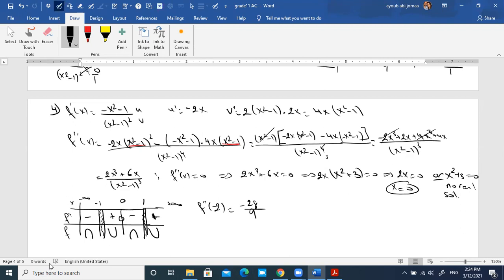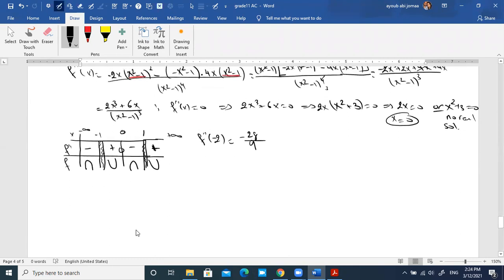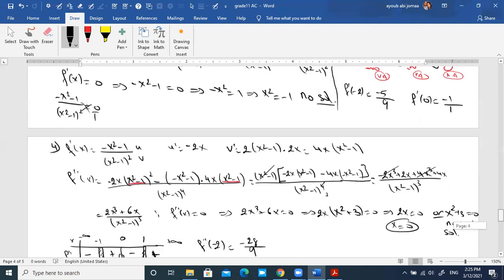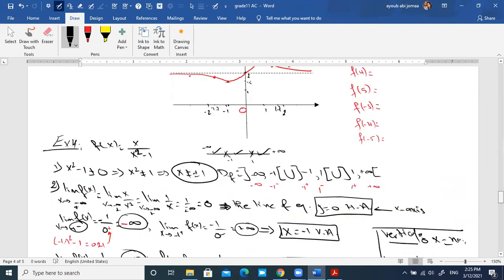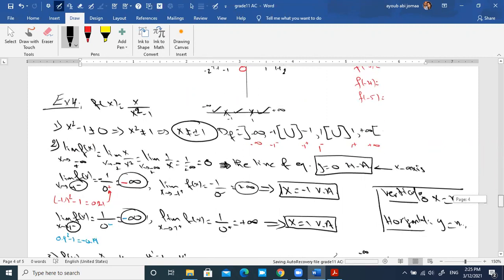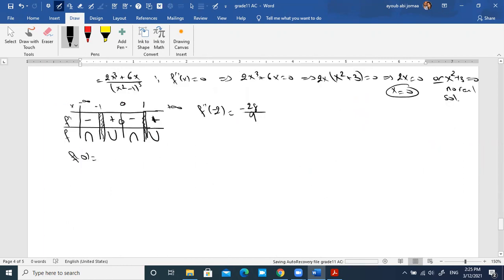F of 0 is equal to, where is the function f? x over x squared minus 1. Replace x by 0. 0 over 0 squared minus 1, which is equal to 0. So the inflection point has coordinates 0, 0, and it is the origin.